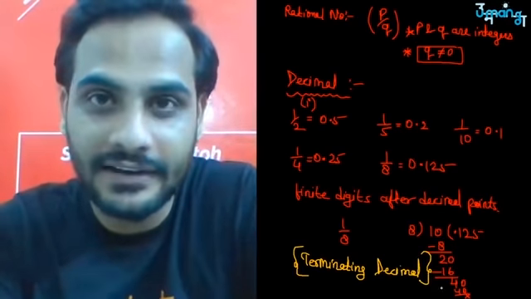Now let's come to the second category. Let's say for the second category we take the example of 1 by 3. If we look at the decimal expansion of 1 by 3.